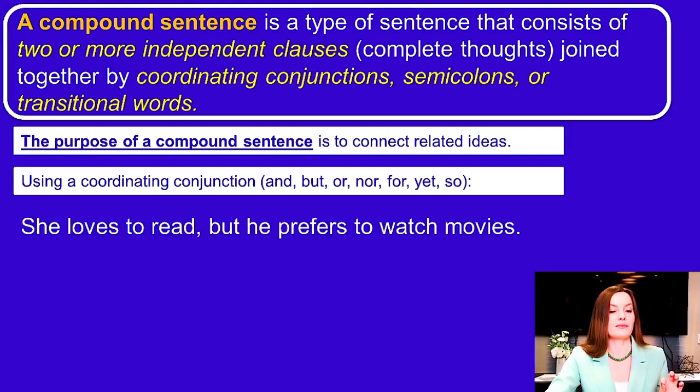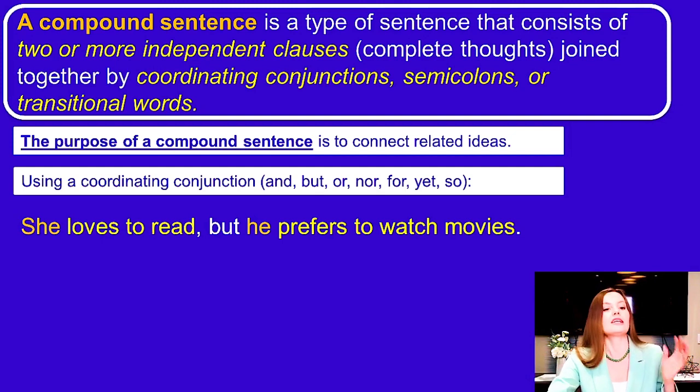Here's the example. She loves to read, but he prefers to watch movies. She loves to read, and he prefers to watch movies. Can these sentences exist independently? Yes, they can. But they are connected into one sentence. Those two independent clauses are connected into one sentence. She loves to read, but he prefers to watch movies.